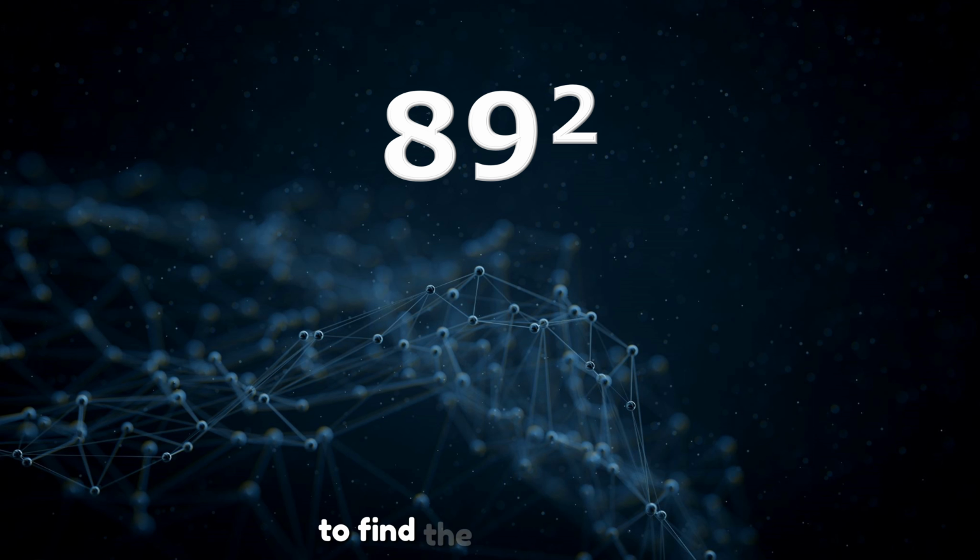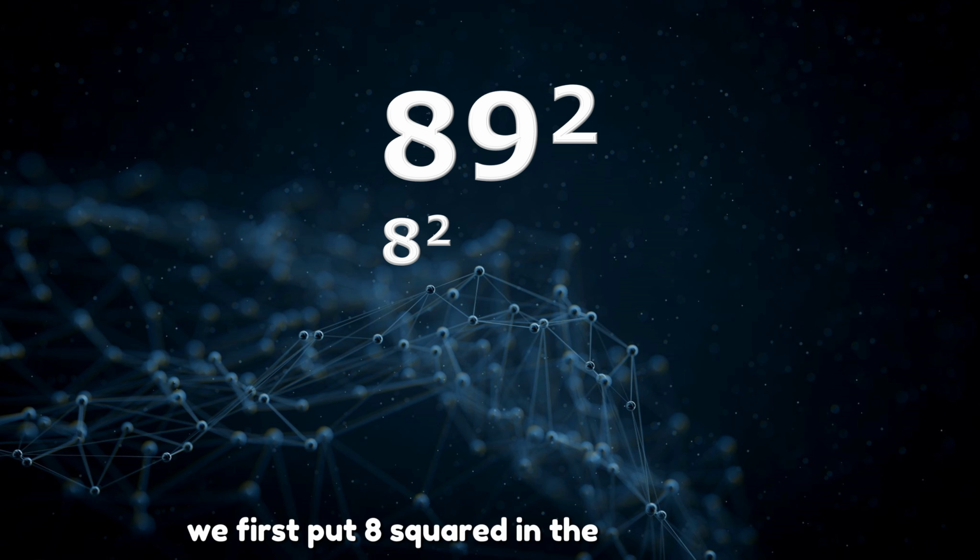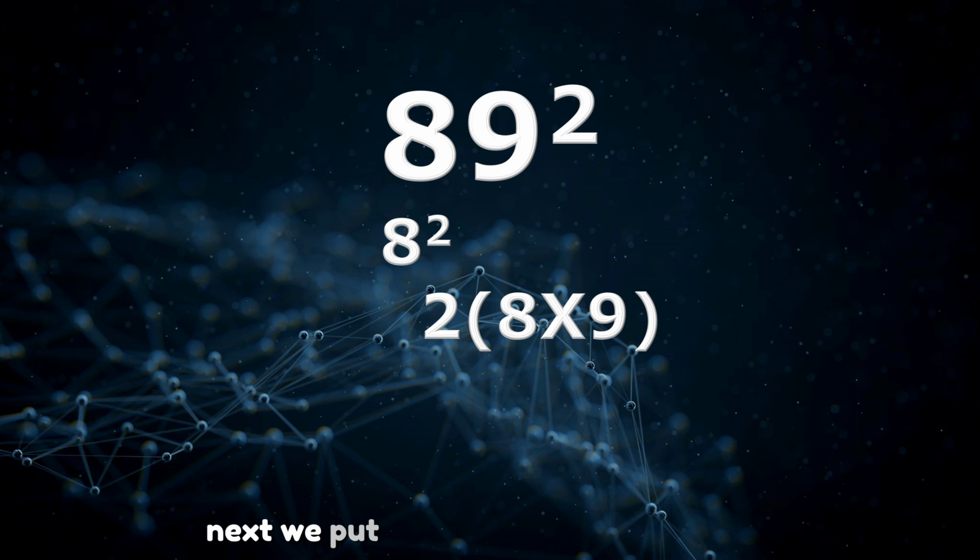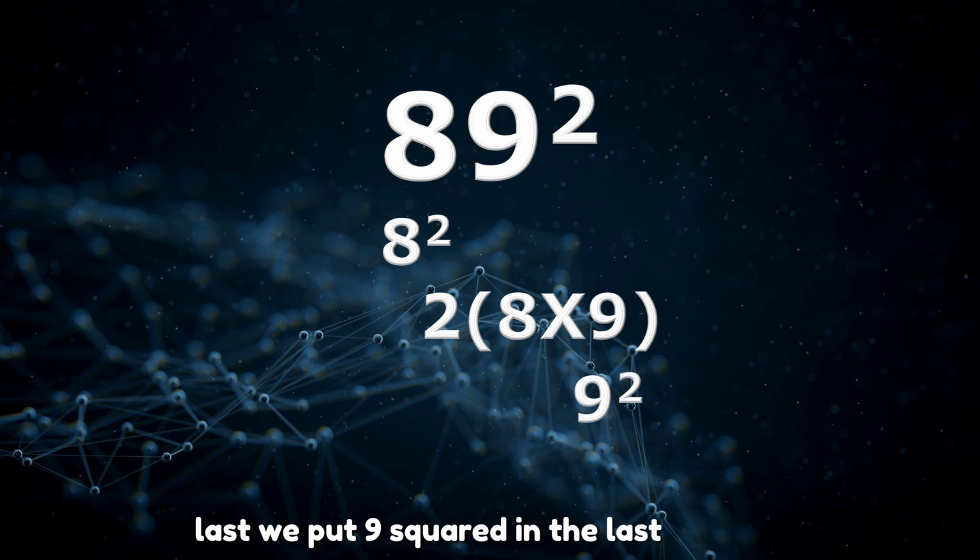To find the square of 89, we first put 8 squared in the first position. Next, we put 2 times the product of 8 and 9 in the next position. Last, we put 9 squared in the last position.